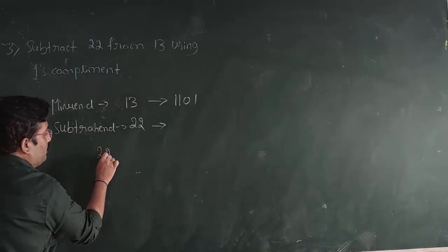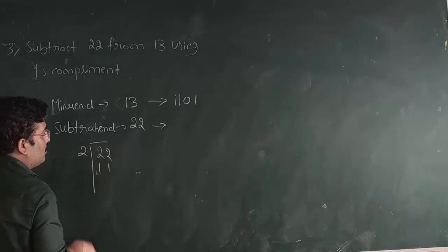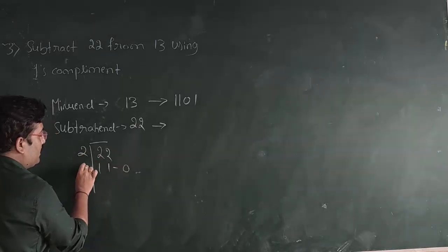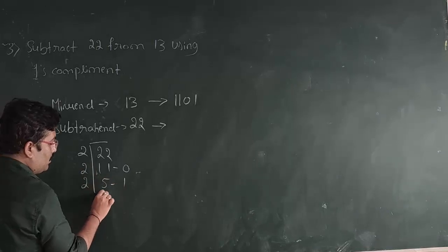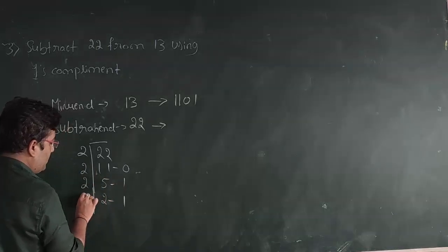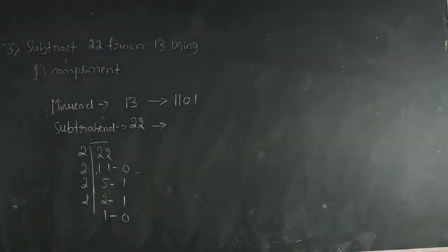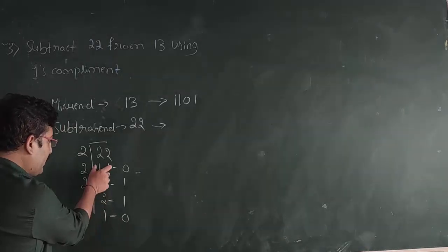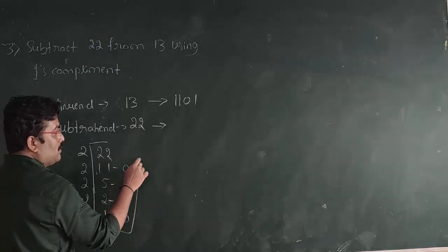So 22 divided by 2. 2 11s are 22, remainder is 0. 2 5s are 10, remainder is 1. 2 2s are 4, remainder is 1. And 2 1s are 2, remainder is 0. So the binary number of 22 is 10110.